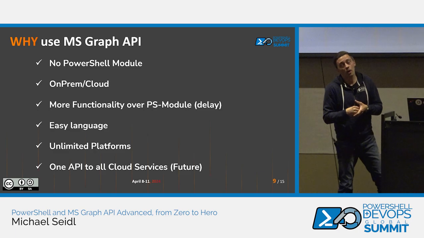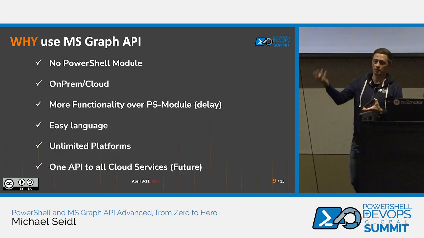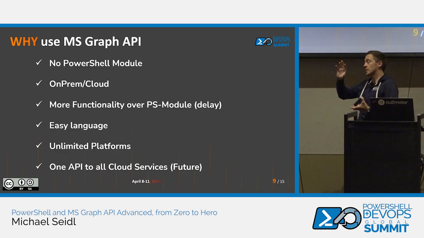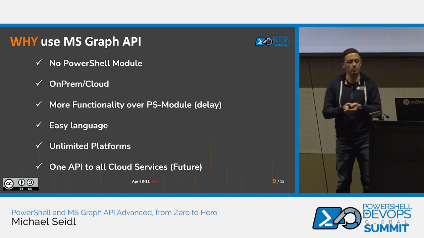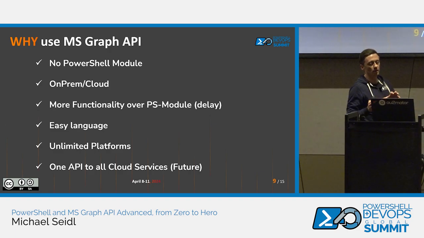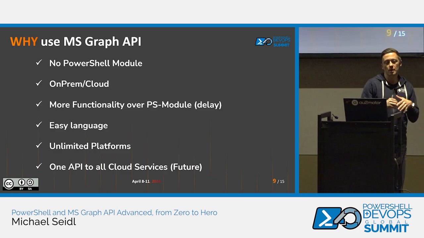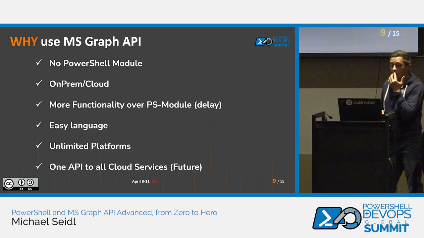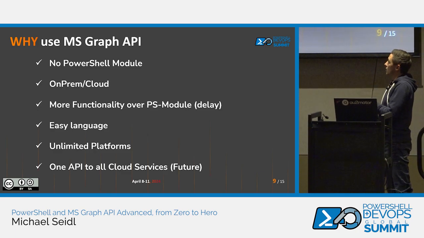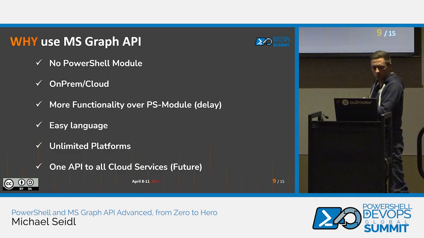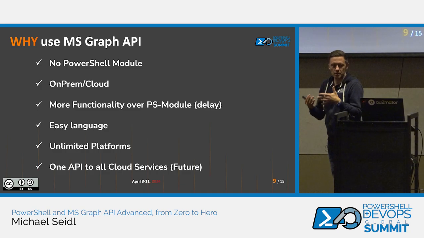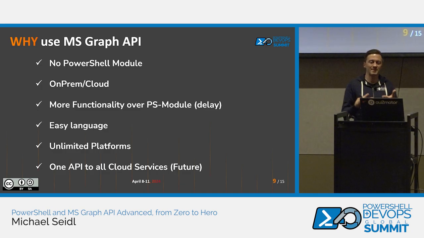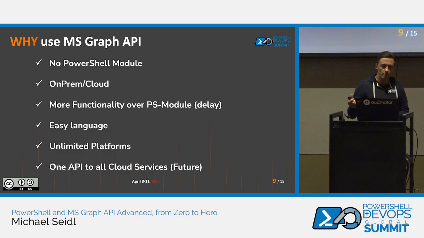Yes, you have some more lines of code because you need to take care of authentication. You need to write the URL, the GET, whatever. But I think it is easy to write, and if you do it one or two times, you will get used to it. Of course, this is a PowerShell conference or unconference, as we learned in the morning. We use it with PowerShell, but you can use the same methods, same techniques with different programming languages.